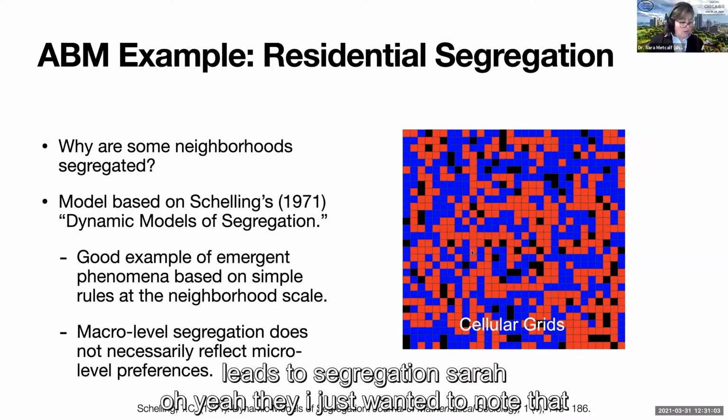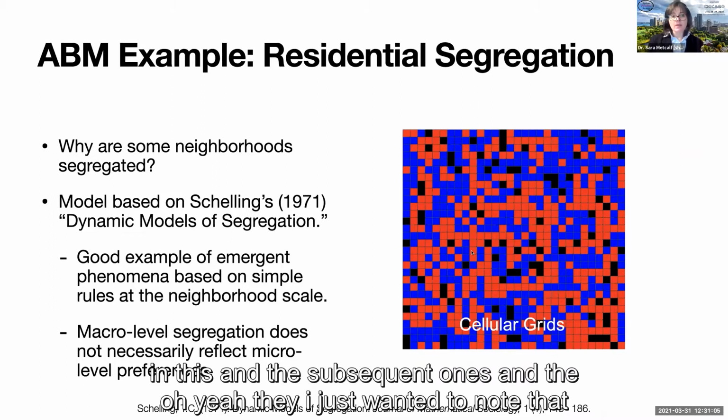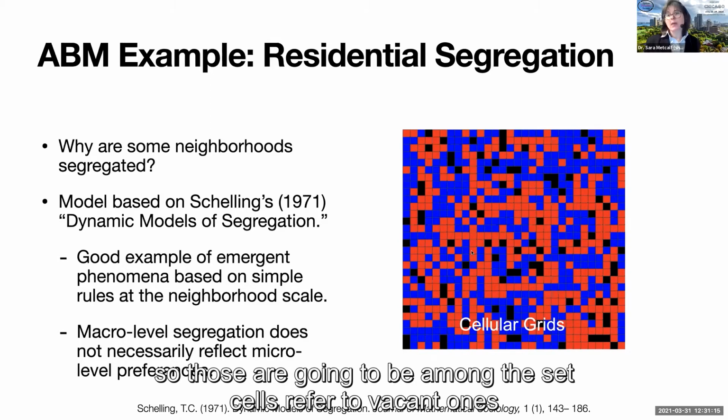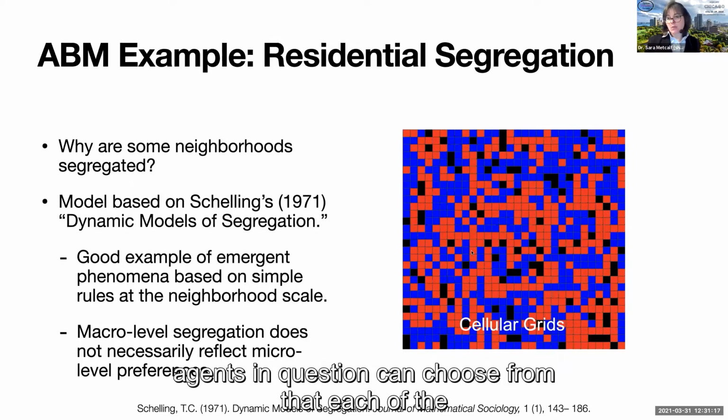Sarah? Yeah, I just wanted to note that in this and the subsequent examples we will use, there are red and blue types. The black cells refer to vacant ones. So those are going to be among the set that each of the agents in question can choose from.